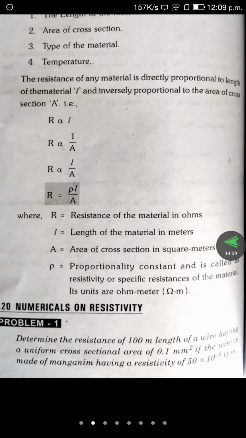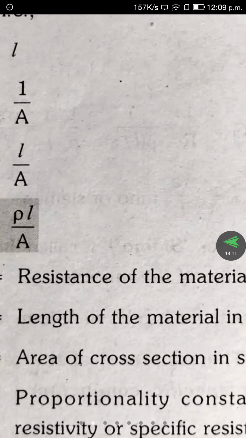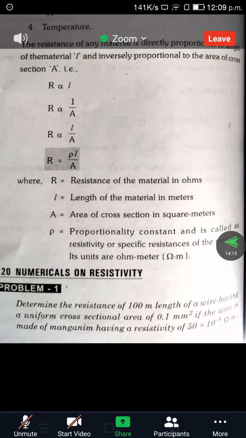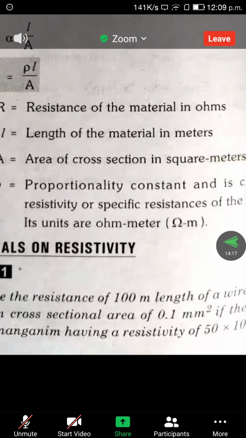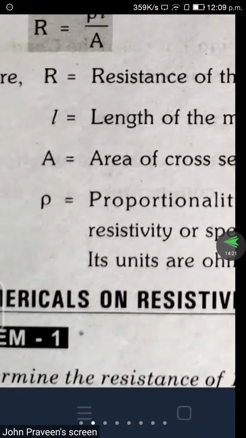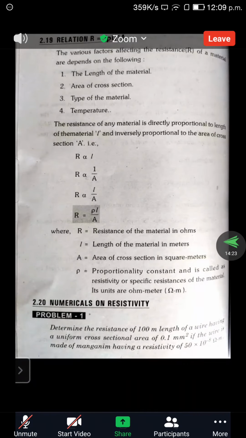What are the three factors given here? You can see the formula R is equal to rho into L by A. The data is given in the problem. First we determine the resistance of 100 meters length. The L value is directly given in meters, 100 meters. So the L value is in the problem.